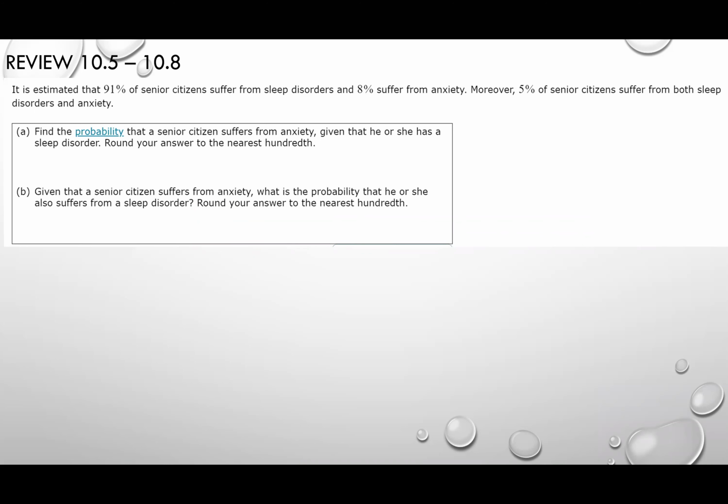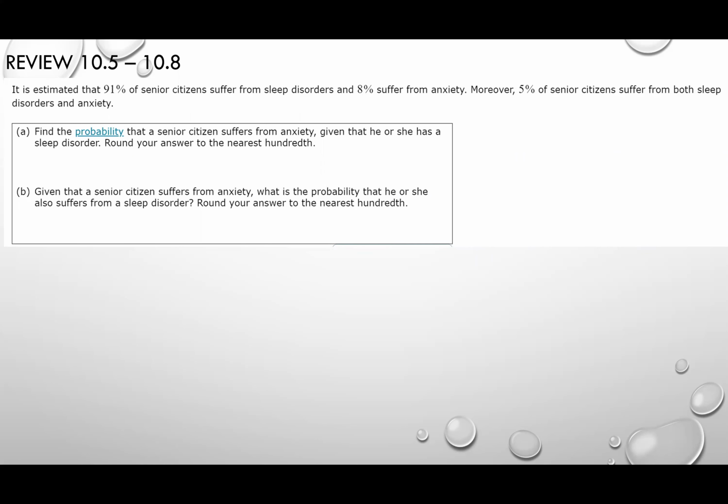But again, forget about the data. Let's read A and B first. For me, this is what I do: I read the question. Ask yourself, what are they asking me to do?